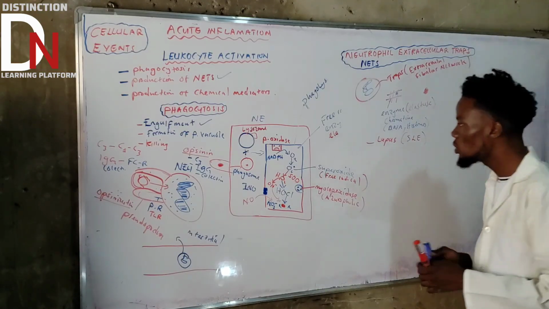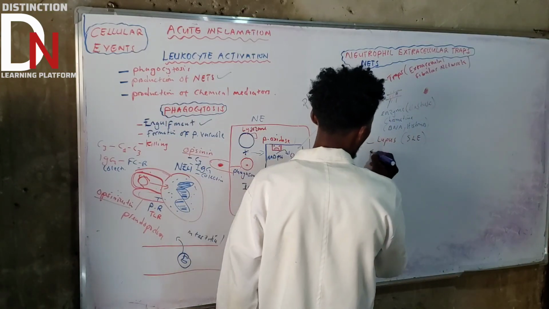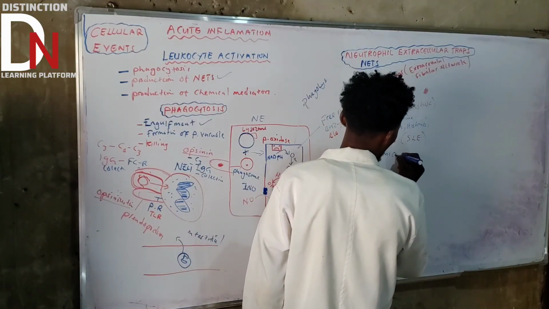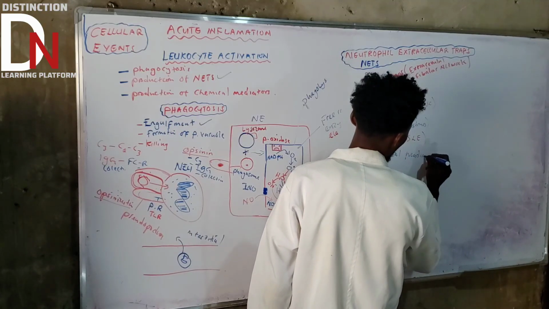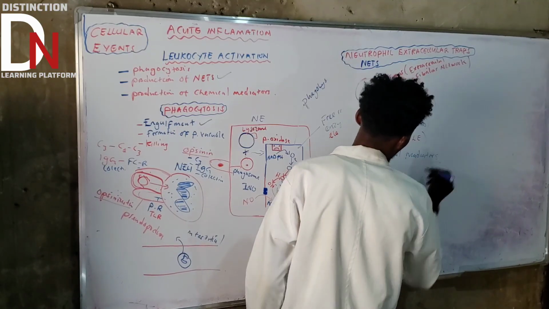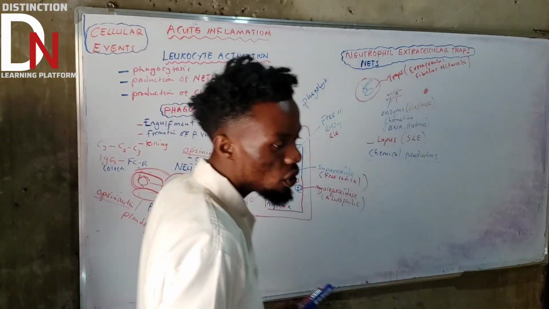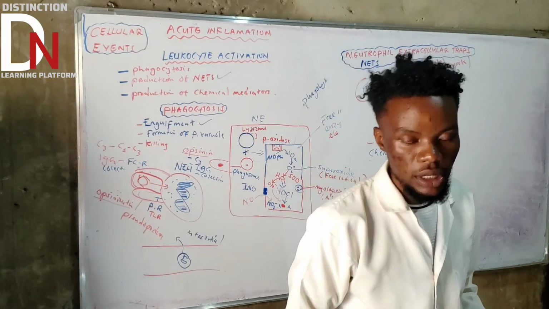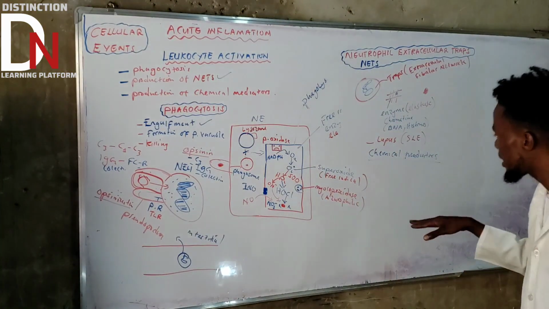What is the last thing that we need to talk about? We said production of chemical mediators. Very important concept. If we talk about the chemical mediators, we'll talk about them in detail in the next video. But here, let's just summarize it.